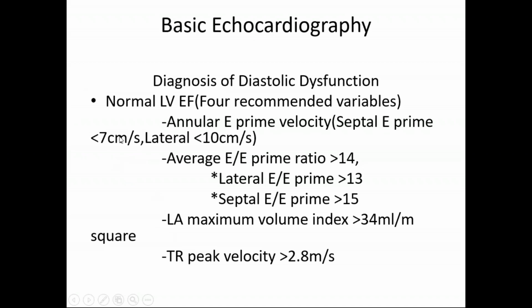For grade 2, your left atrial maximum volume index is greater than 34 mLs per meter squared, and your TR velocity is greater than 2.8. Okay, so this would be your grade 2.